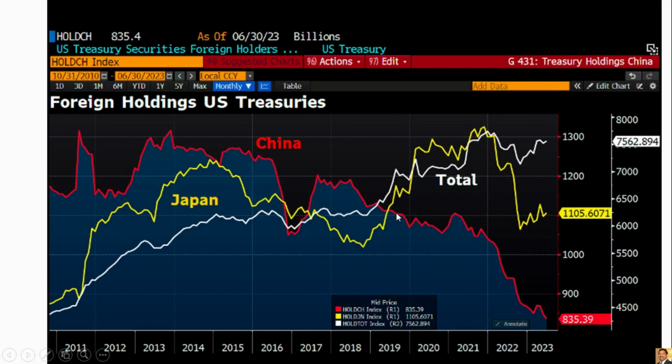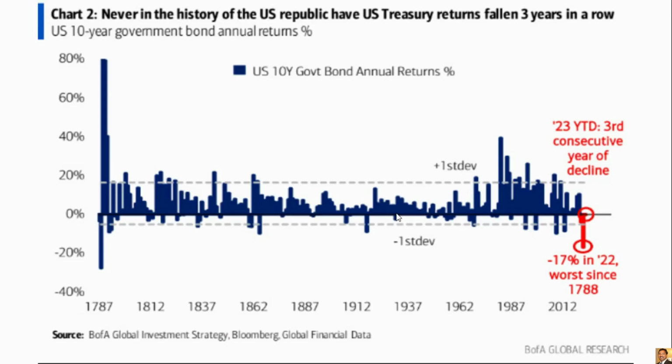We can see that in the TLT chart. And never in the history of the US Republic have US Treasury returns fallen 3 years in a row. You can see this chart. It came from the Buffer Global Investment Strategy, Bloomberg. So it says never in history have Treasury returns fallen 3 continuous years.